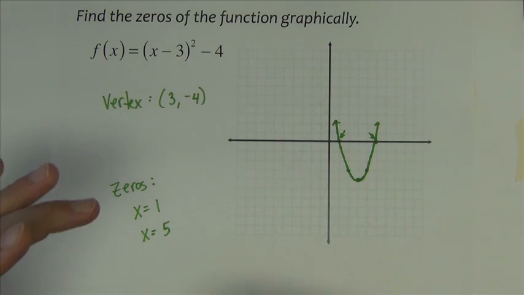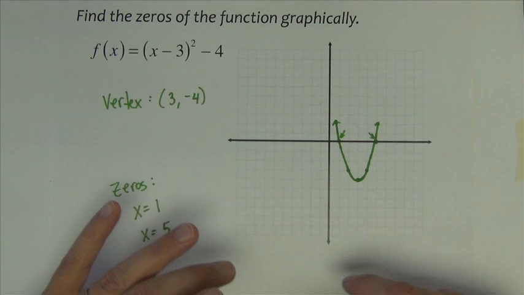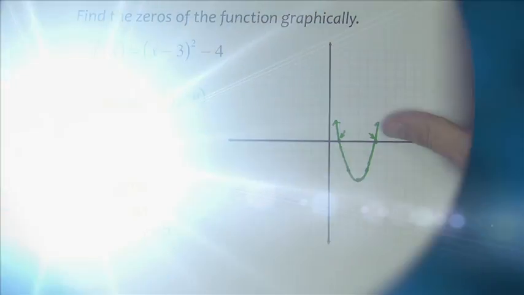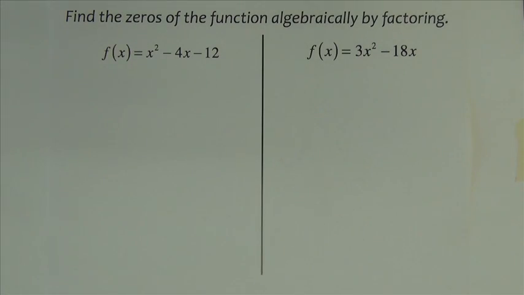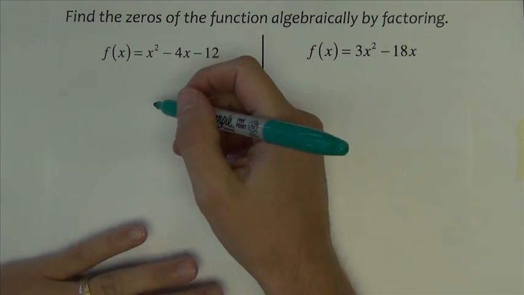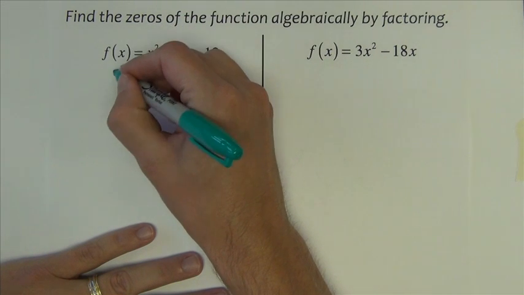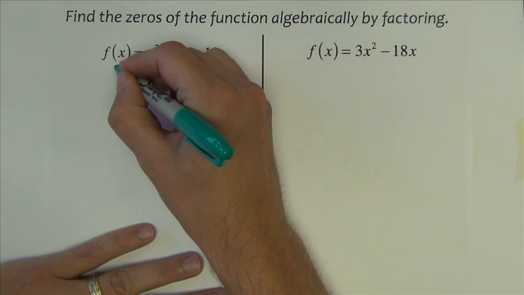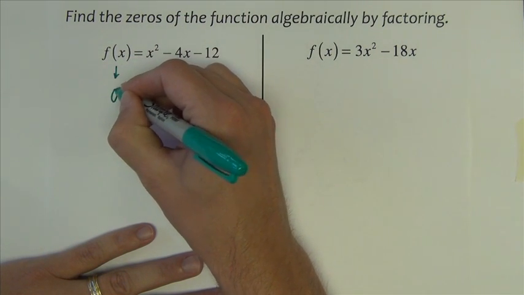Now let's leave graphing behind and let's go into factoring. Directions say we're asked to find the zeros of the function algebraically by factoring. To find the zeros of the function, we simply set the function equal to 0. We replace the f of x with 0.